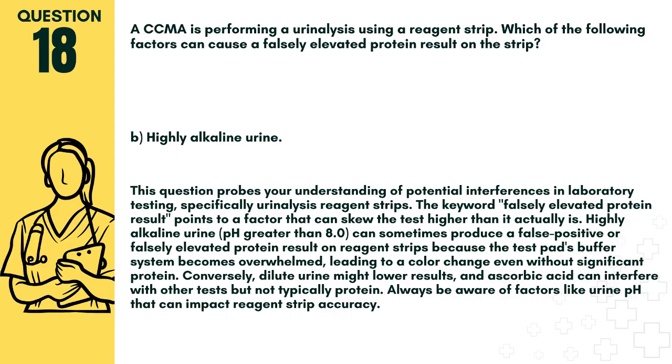Highly alkaline urine, pH greater than 8.0, can sometimes produce a false positive or falsely elevated protein result on reagent strips because the test pad's buffer system becomes overwhelmed, leading to a color change even without significant protein. Conversely, dilute urine might lower results, and ascorbic acid can interfere with other tests but not typically protein. Always be aware of factors like urine pH that can impact reagent strip accuracy.